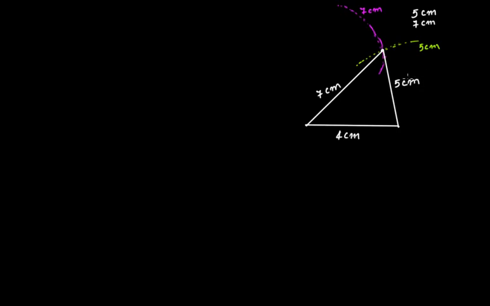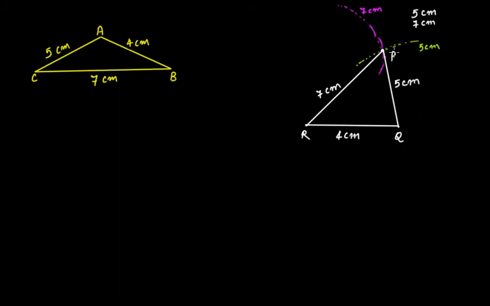Now your friend says that, hey, that's really very nice. You know what? This was my triangle and it's what I was asking for. Okay, so 7 centimeter and 7 centimeter, 4 centimeter and 4 centimeter, 5 centimeter and 5 centimeter, right? Let's name it R, Q and P. So this is triangle ABC and this is triangle PQR, right?